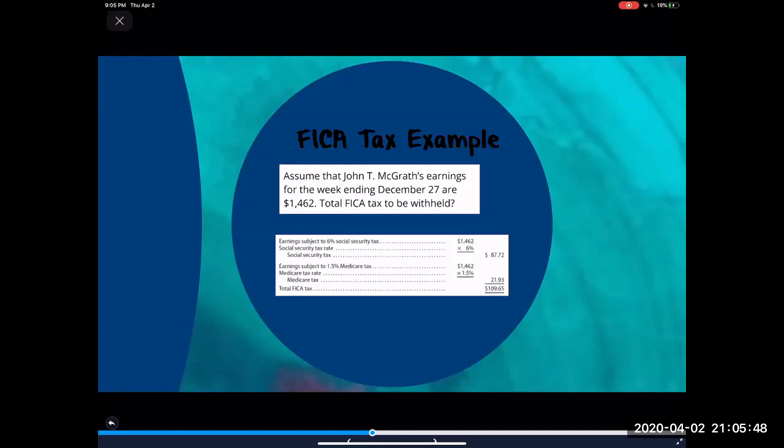My friends, so here we are. We are now talking about the FICA tax example, as I mentioned before. As a reminder, FICA is comprised of both Medicare and Social Security. And whether we like it or not, we all pay FICA taxes as employees, right?